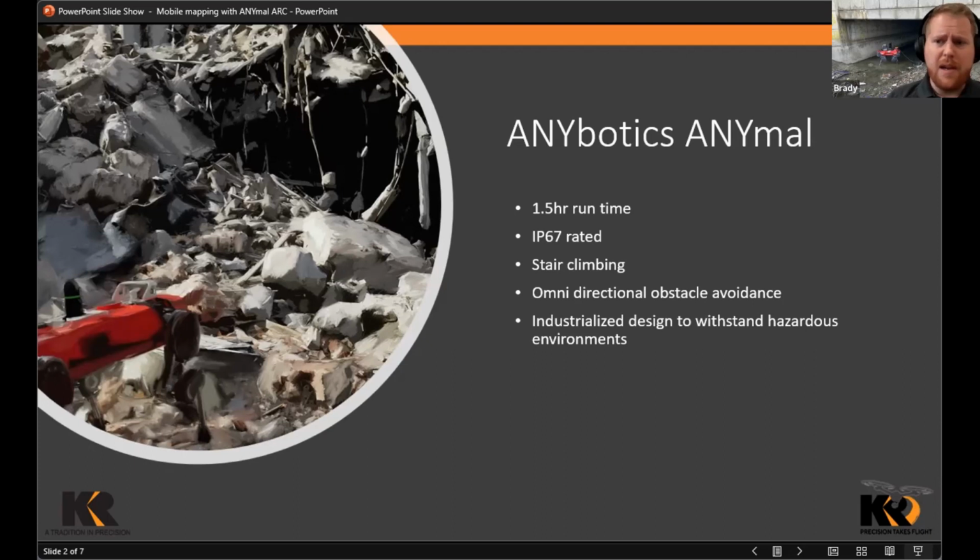And finally, touching base again, it is an industrial design to withstand hazardous environments. Whether this is culverts, inspections, or going into an environmental catastrophe for some reason, rubble, rocks, debris, anything that's about 13 inches or less, the ANYmal is able to crawl up and over or navigate around in certain modes. So the ANYmal is a great way to get our sensor to a specific place without sending in a person. I'll show you a couple examples here where I certainly don't want to go.